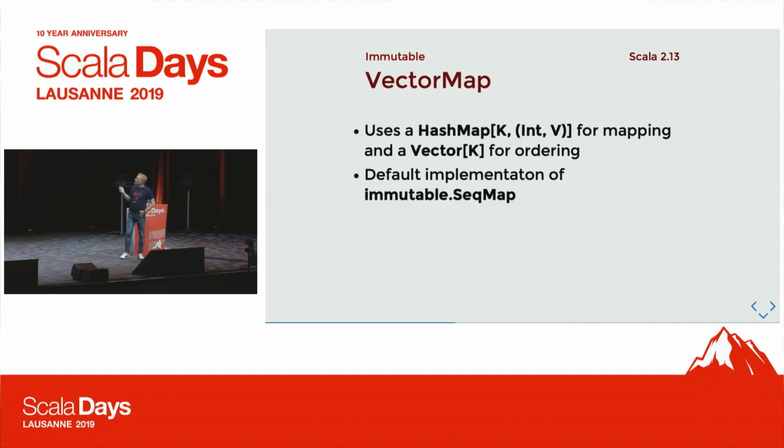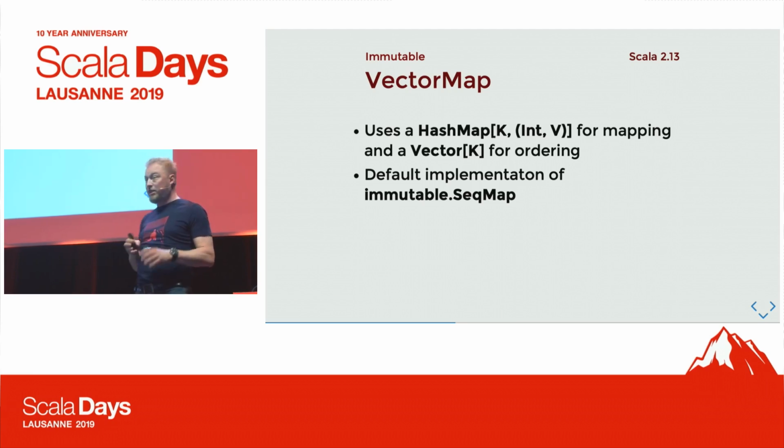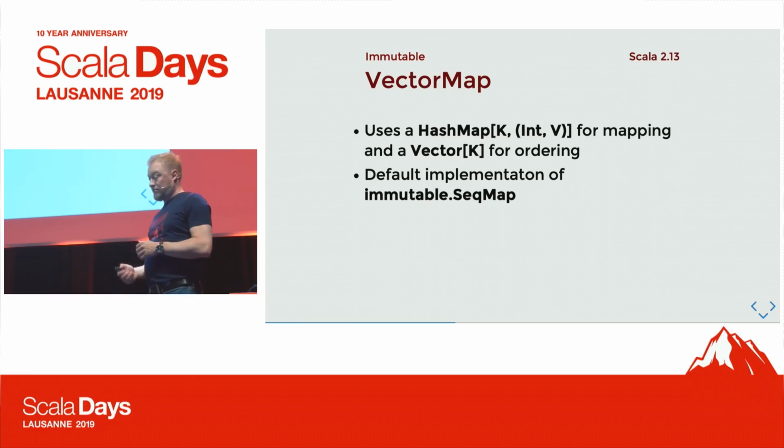And this is one that's new in 2.13, the VectorMap. It uses a hash map for the mapping, and it uses a vector for the ordering. So the hash map contains not only the key and value, but also the index in the vector for each key. This means that when you remove something by key, you have to find which index it is located at, so you can remove it from the ordering as well. And this is also the default implementation of a seq map or immutable seq map in 2.13.